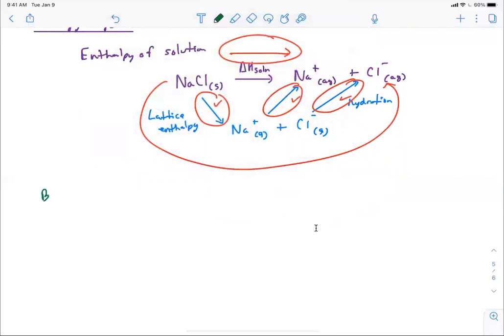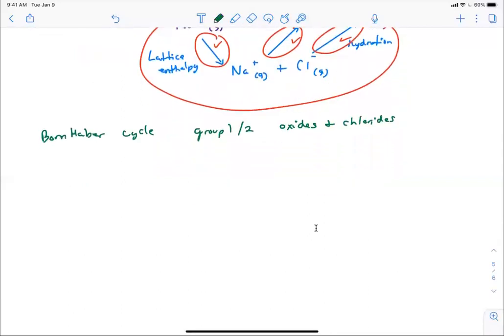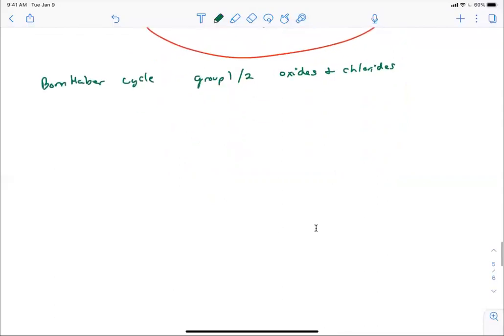Okay. The Born-Haber cycle. You are responsible for knowing group 1 and group 2 oxides and chlorides. What that means is you can be given any group 1 or group 2 metal bonded to a chloride or an oxide, and you'd have to be able to do this reaction. There are only a couple of things that actually matter when this is occurring, so you have to be careful about these values when you're solving them.